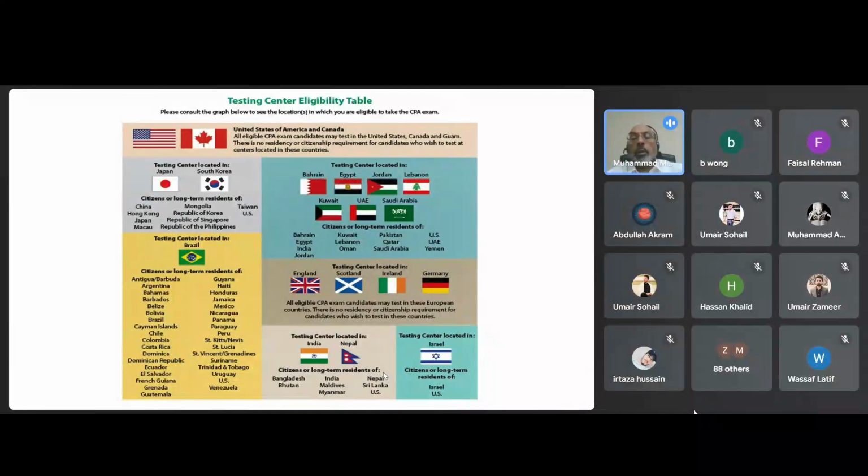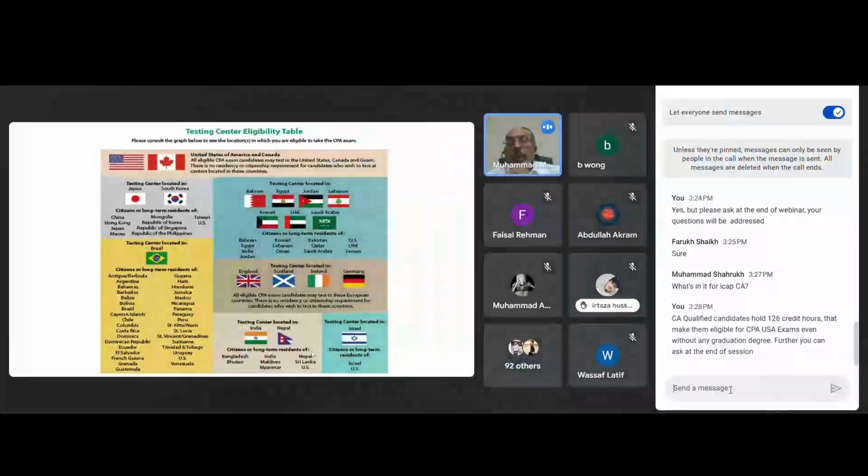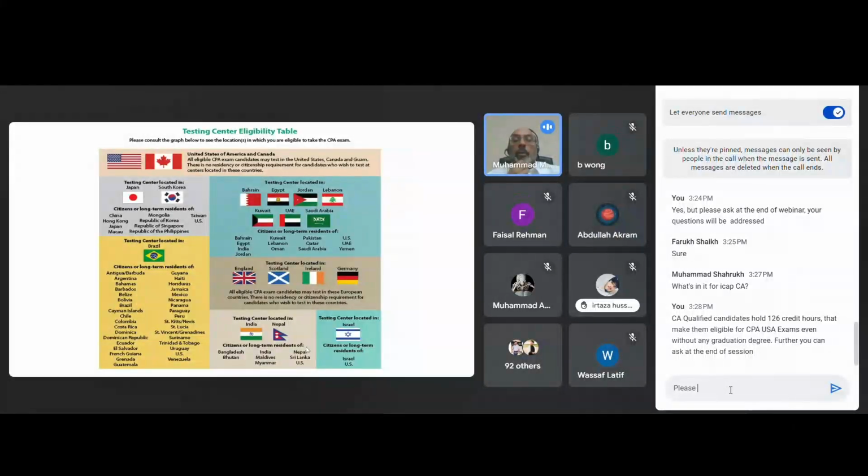And then comes Europe. There are 3 countries in Europe: England, Scotland, the UK, then Ireland, then Germany. Anyone can go and take the exam there. Then India and Nepal. Bangladesh is allowed to go to Nepal or India, and you can see Pakistan is not in that list. Pakistan only has the option to go to the Middle East, or the US, Canada, or Europe.